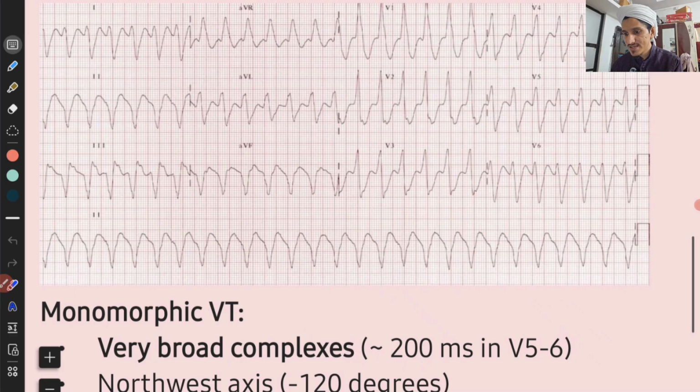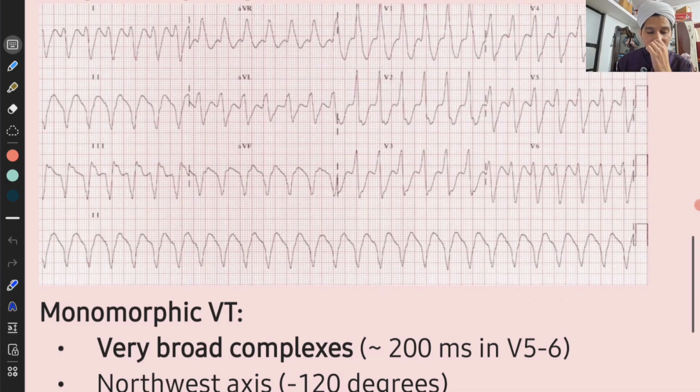So this is an example for VT. Till now we have seen all the things: SVT with aberrancy, AF and AFL with aberrancy, and how to differentiate those things. By seeing the ECGs first, it will be easier to follow that flow chart. Here you can see complexes are regular, they are broad.